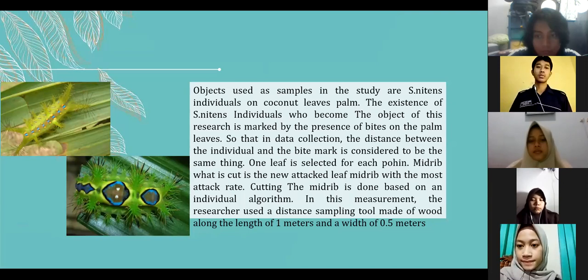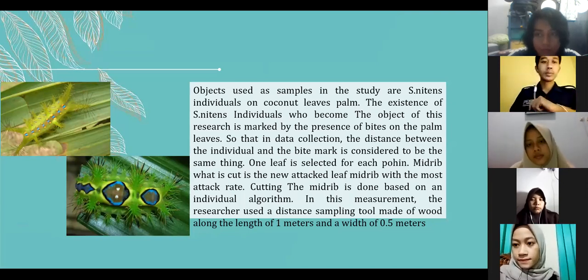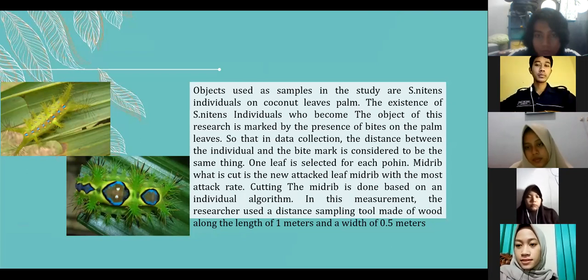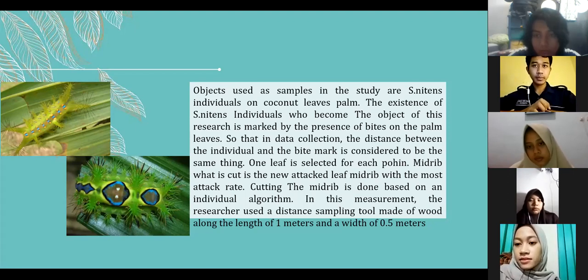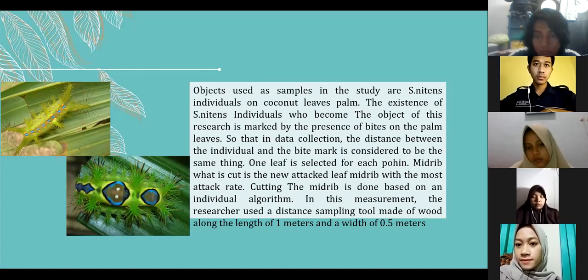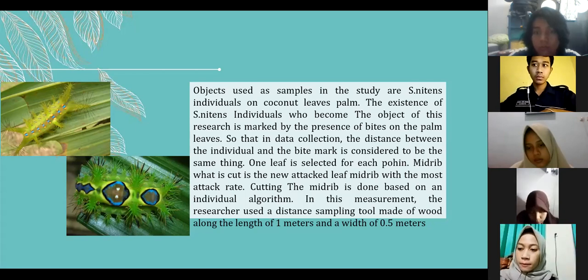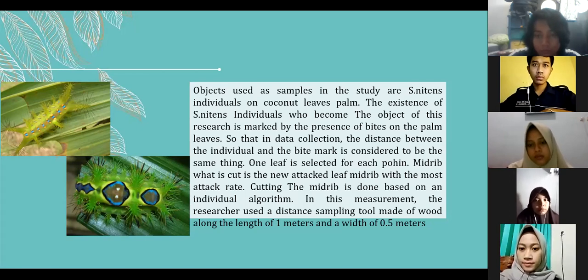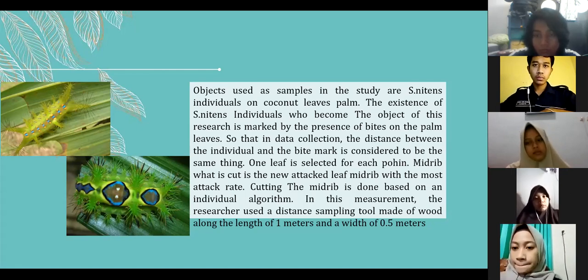Next, the objects used as samples in the study are S. nitens individuals on oil palm leaves. The existence of S. nitens individuals that become the object of this research is marked by the presence of blight on the palm leaves. So in data collection, the distance between the individual and the bed mark is considered to be the same thing. One leaf is selected for each leaf, and the leaf chosen is the newest attacked leaf with the highest attack rate. In this measurement, the researcher used a distance sampling tool made of wood, 1 meter in length and 0.5 meters in width.